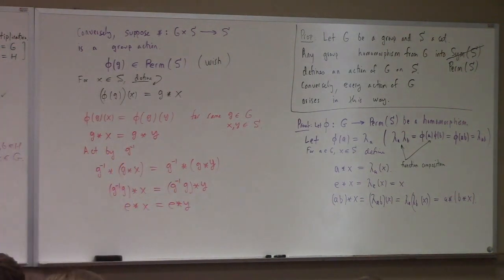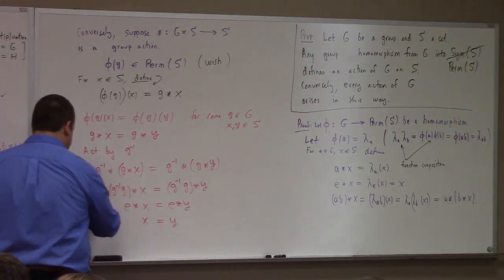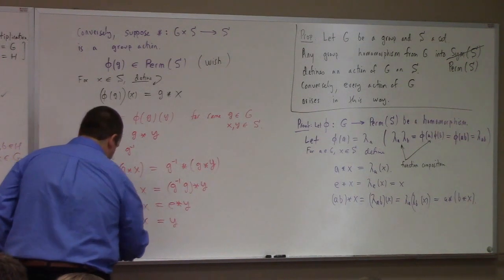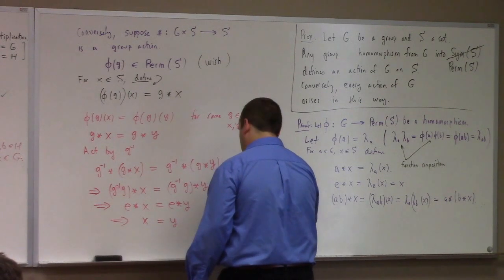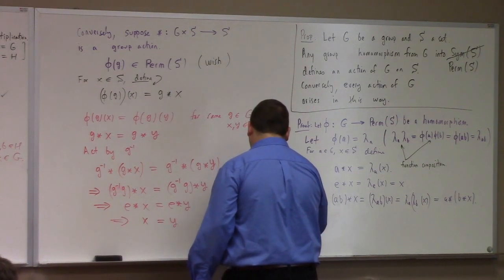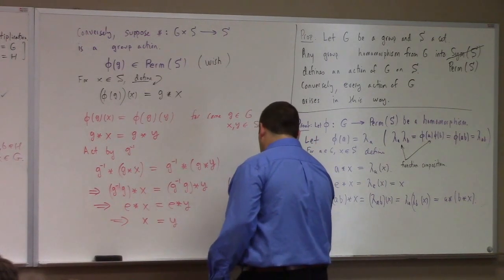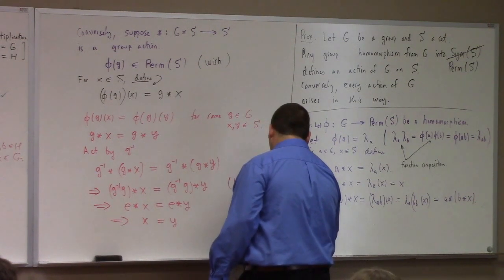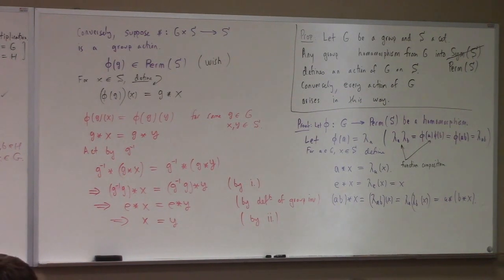And you can see why we need both axioms 1 and 2 here to make this proposition go. I need that E acting on X is X, and likewise for Y. So this is by 1, this is by definition of group inverse, and this is by 2. So there you have it. It's injective. Can you guys tell me how to get surjectivity, now that we've done this?